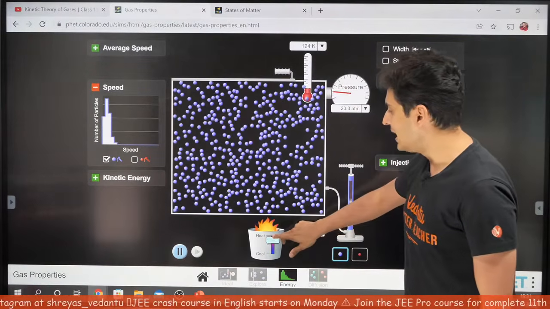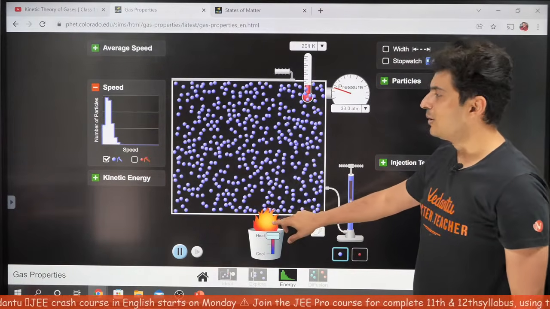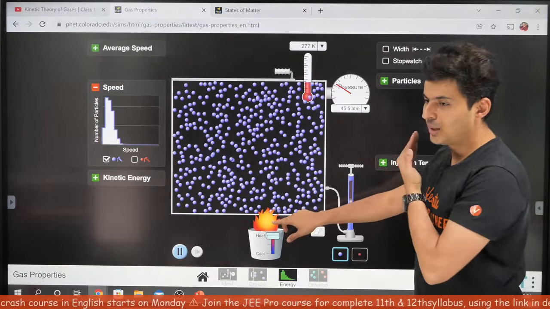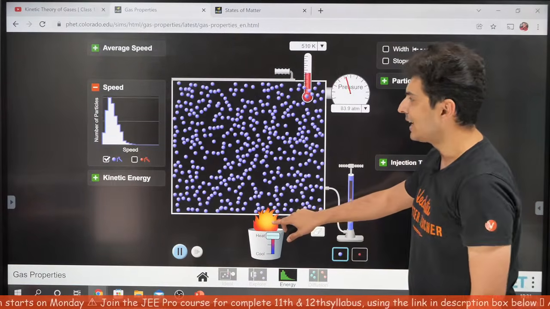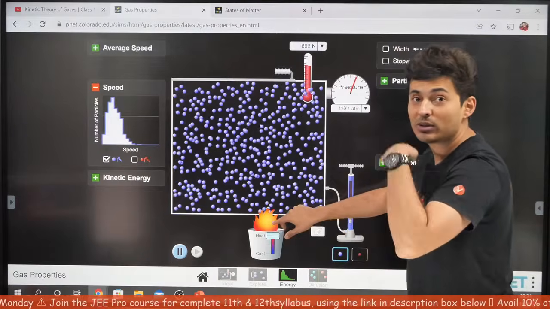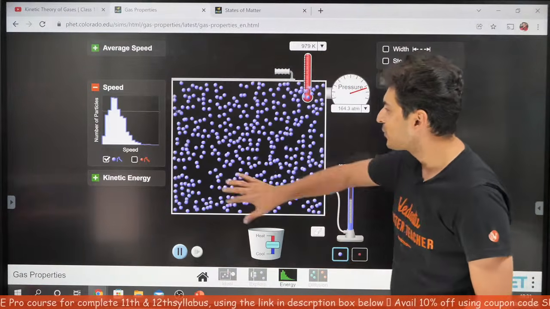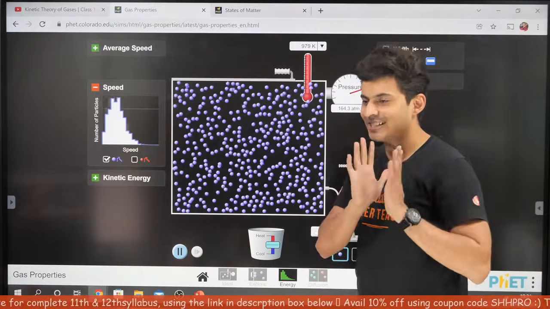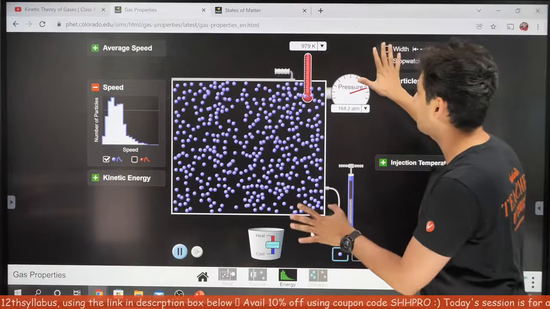Now, I'm just going to heat it. Look at the graph, the way it shifts. It's going to shift towards the right side, because the molecules are going to have higher speeds. Look at the energy. The graph has shifted. Did you just see that? Isn't it amazing? Look at the temperature. It's really hot.